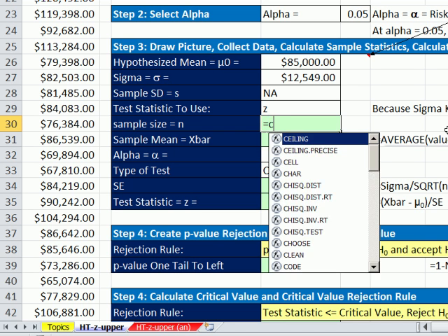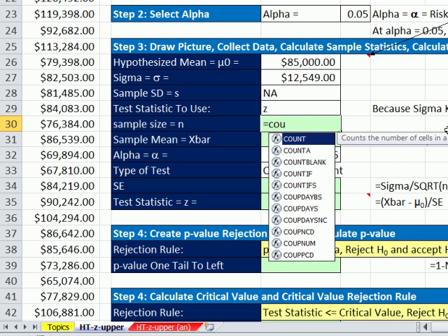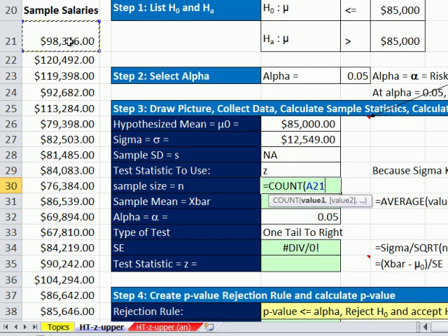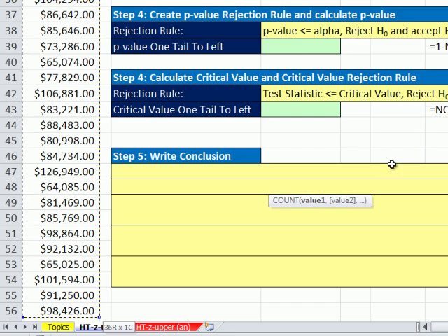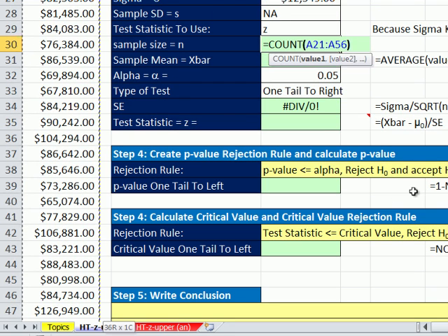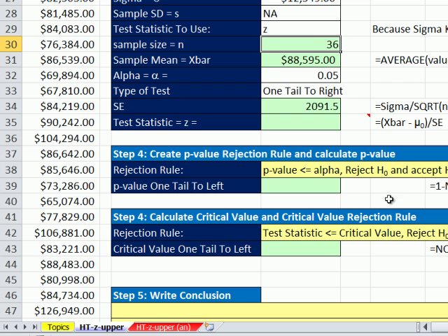I have numbers over in that column, so I'm going to use the count function. Later, when we're doing proportions, we'll see how to use count when there's words. Right, so there's an n equal 36, so now our standard error. So this is the standard deviation for the sampling distribution of x bar for our test here.